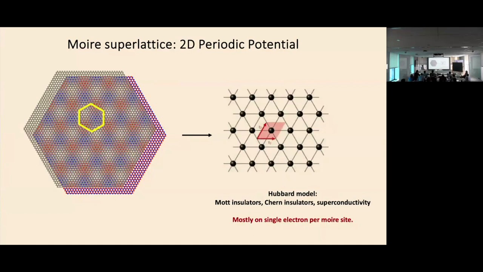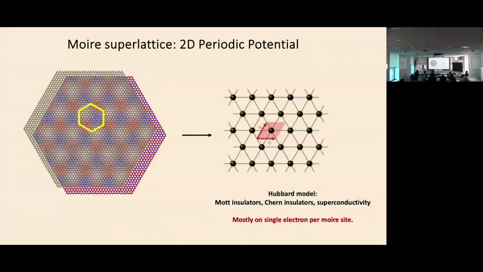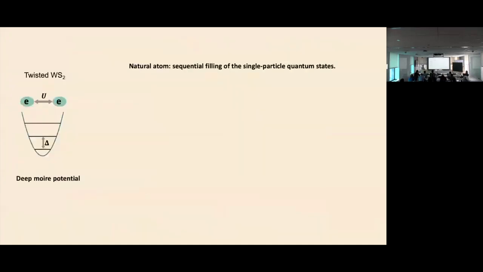But most of those studies focus on the situation where you have one electron or a fraction of an electron per Moiré unit cell. What we would like to explore mostly here is when you have a Moiré potential that's very deep, and you can put many electrons in a single Moiré unit cell, what will happen? So imagine that the Moiré potential is very deep in a single unit cell. You can approximate it as basically a deep harmonic oscillator. And for an individual unit cell, you can think of it like an artificial atom where you add electrons into it.